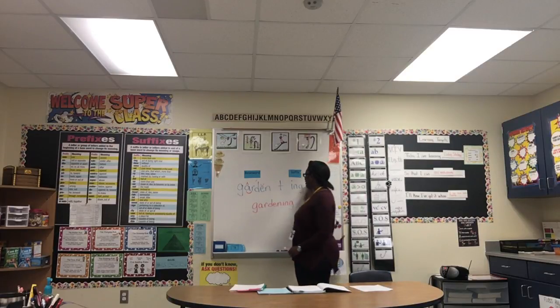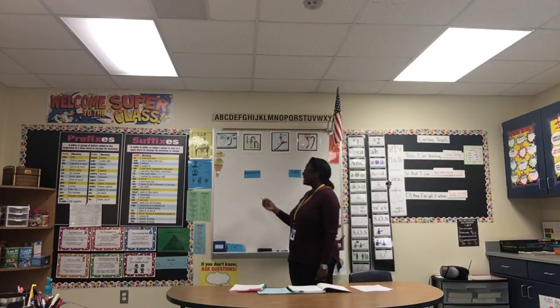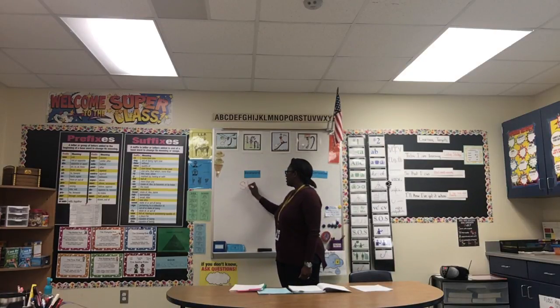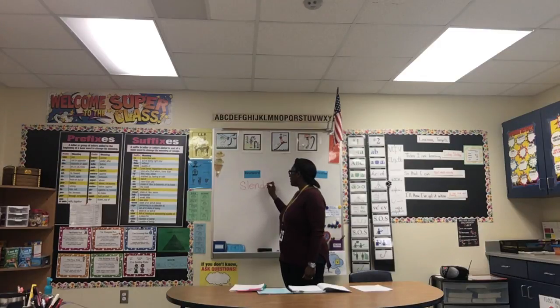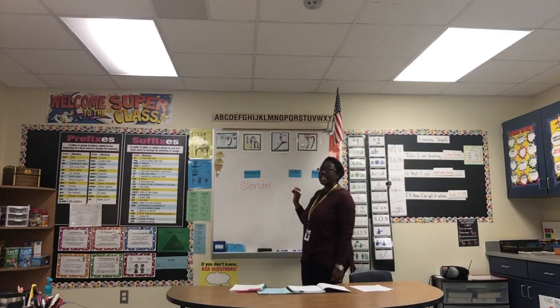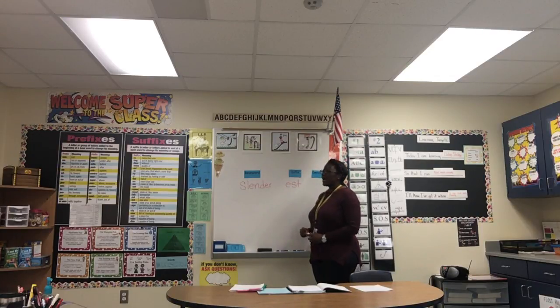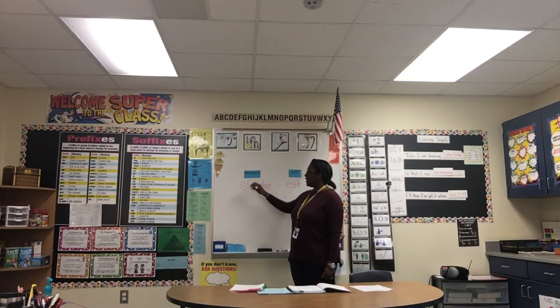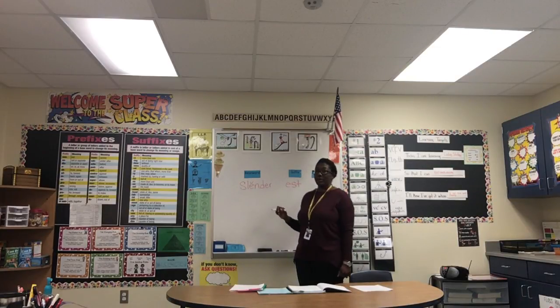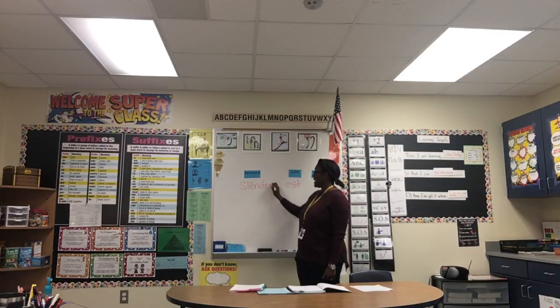Let's look at the next word. Base word, slender. Suffix, E-S-T. Okay? My base word is slender. It's a 2-syllable word. And when I would code this word, I know a vowel and a closed syllable short, I code it with a breve. And combination ER, you put an arc and a tilde.